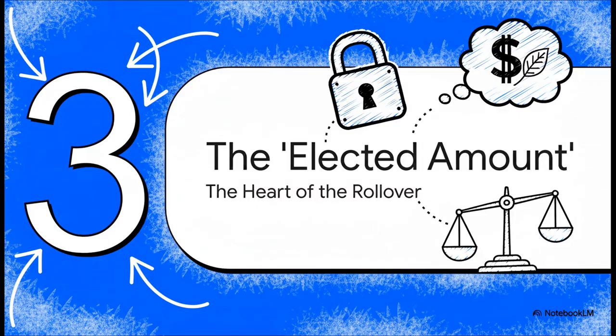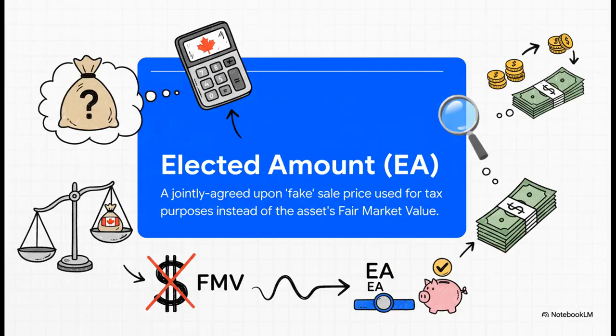The entire Section 85 transaction really hinges on this one key concept, the elected amount. This is the figure that you, the person transferring the asset, and your corporation jointly agree upon for the transfer. The best way to think about the elected amount is as a deemed sale price, but instead of the government forcing you to use the $100,000 fair market value, you get to pick a different number, within certain limits of course, that works for your tax situation.